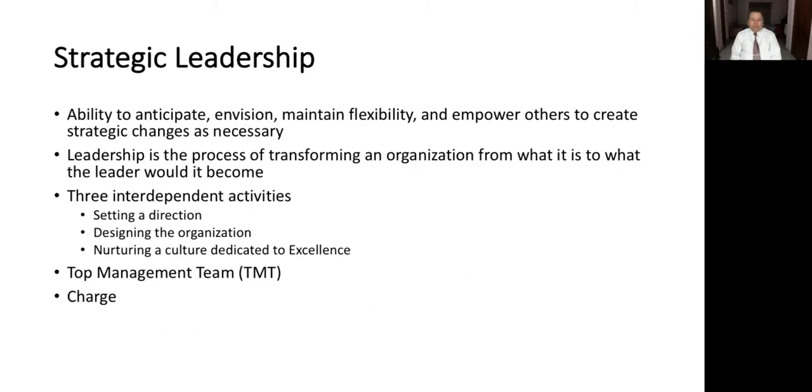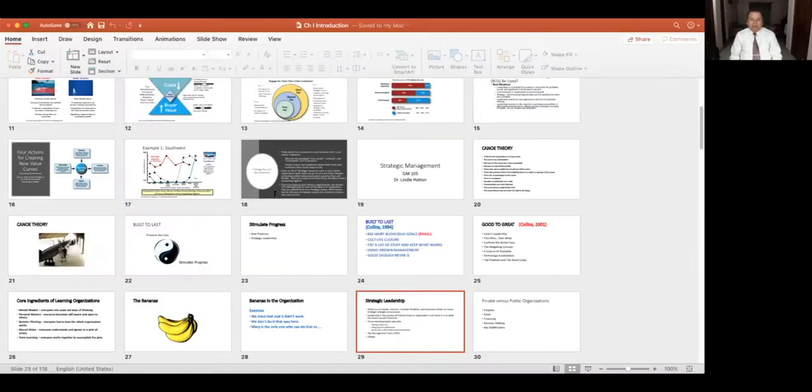Then what is strategic leadership? Here, you will be setting a direction, designing the organization, nurturing a culture dedicated to excellence. I pause a while and then I come back here. I start the slide share and then I let you think about the slides that I have gone through so far. Blue ocean thinking. Okay, pause a while there and then I get back to the thinking later on.